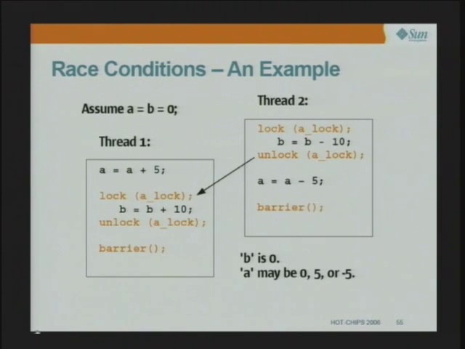If the threads are scheduled the other way, what will happen? Because you put this in a lock, B will be -10 here, and you add 10, it will be 0 again. But what's the value of A? It really depends on how this gets scheduled. The value of A can be 0, can be 5, can be -5. So there's a race condition here. It makes the result of your program nondeterministic.